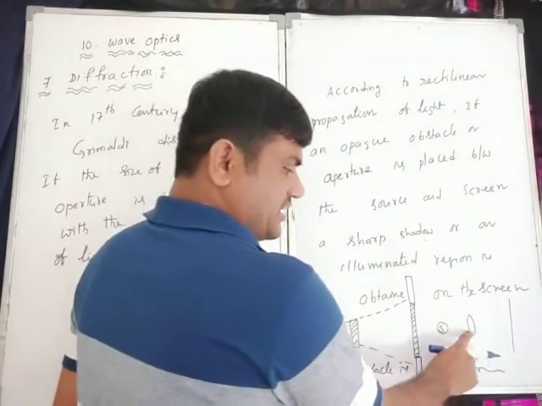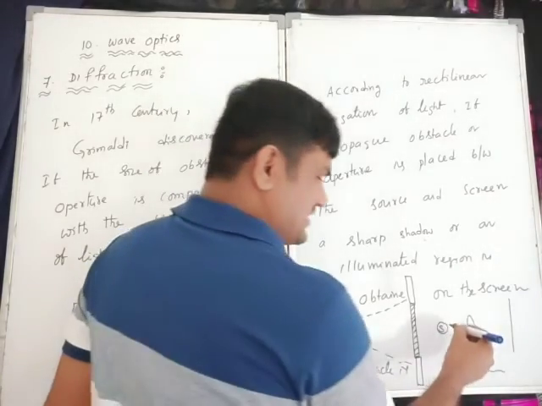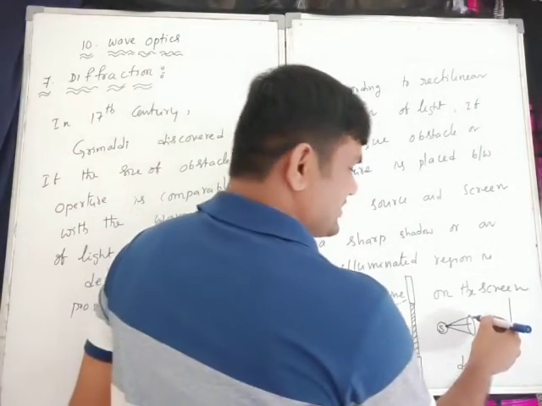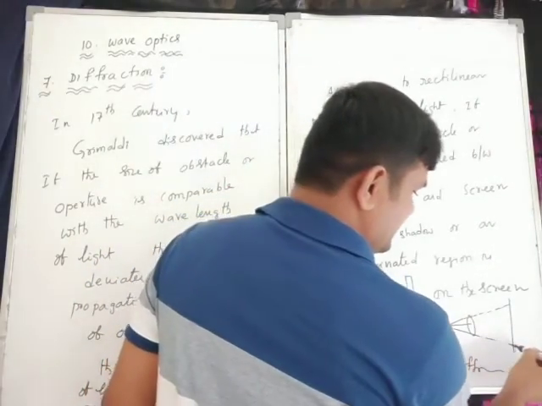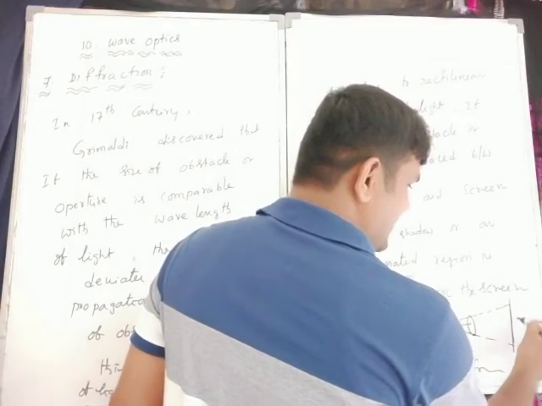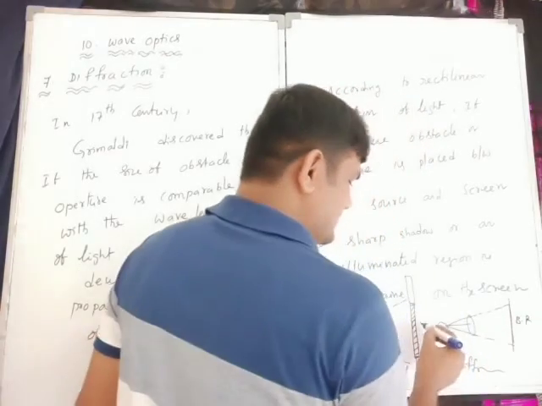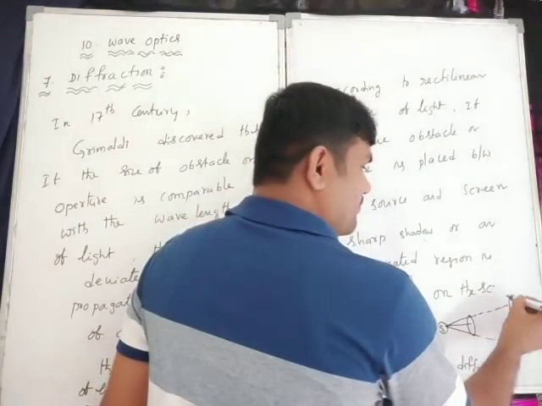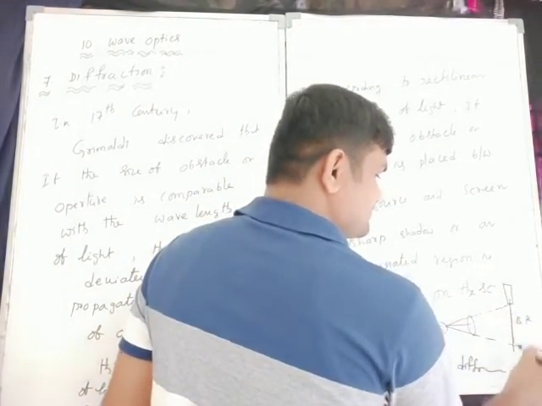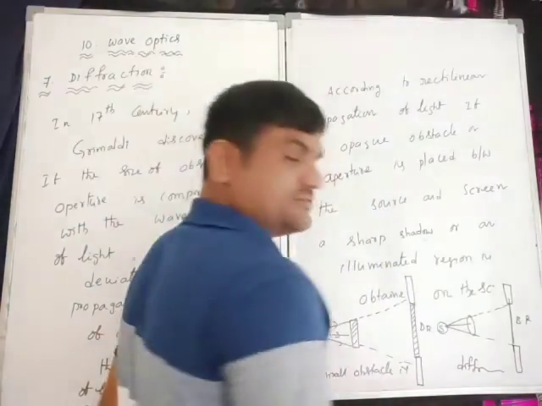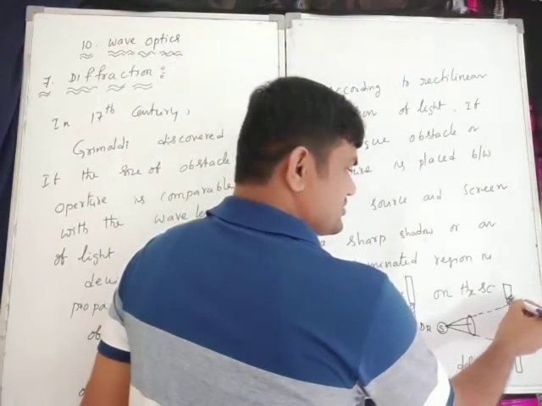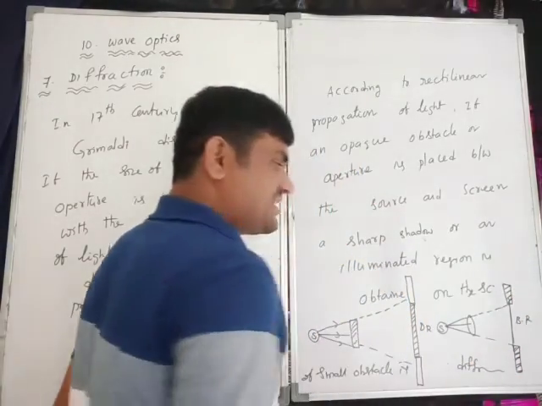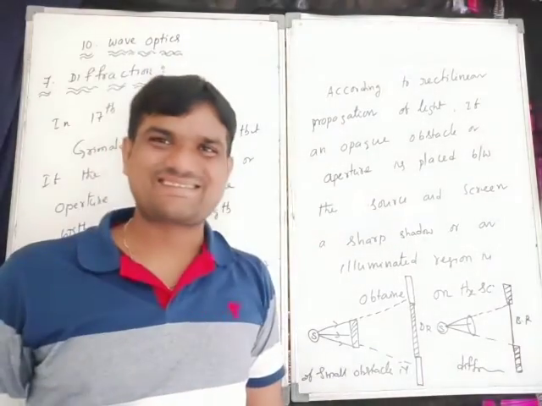Similarly, for the aperture, the light is passing in this direction. Then up to here, this is a completely bright region, and on either side above the bright region, dark regions can form. Dark and bright fringes can form.